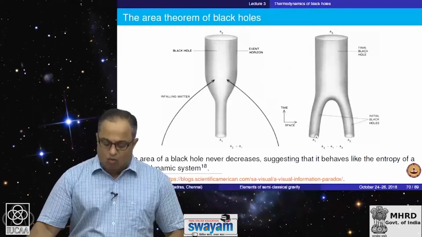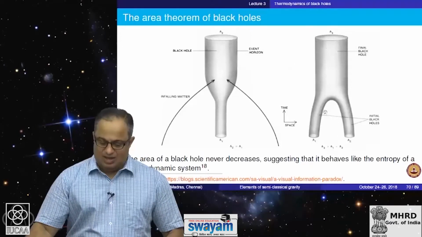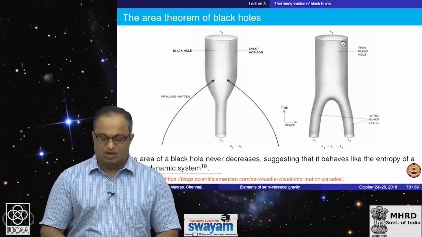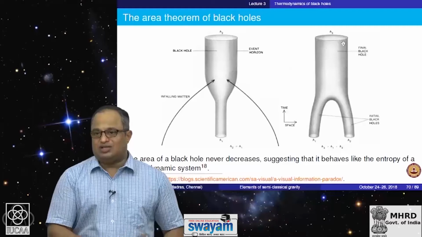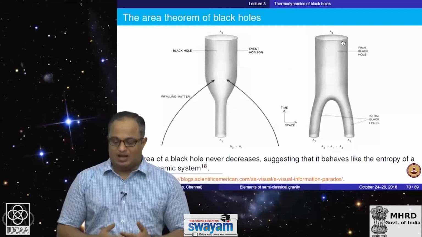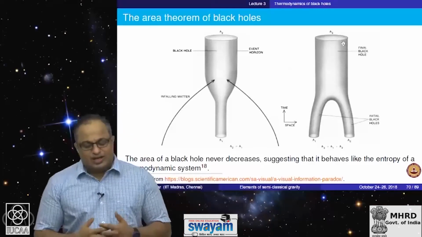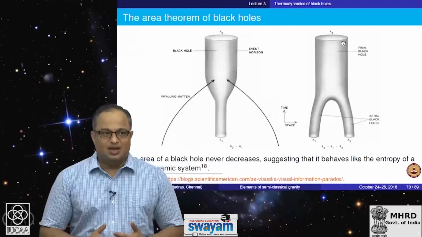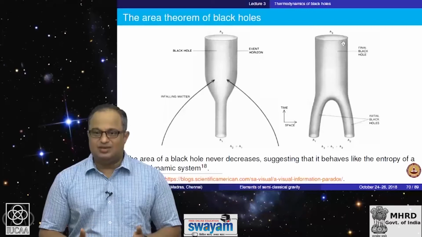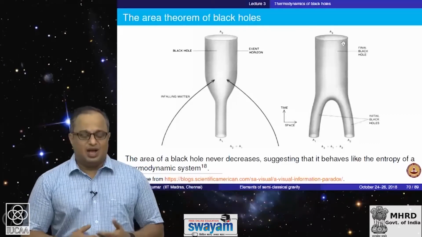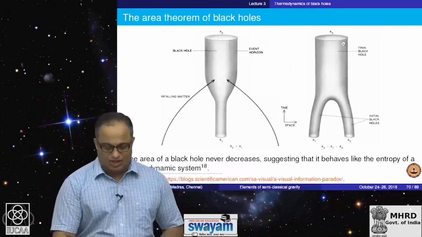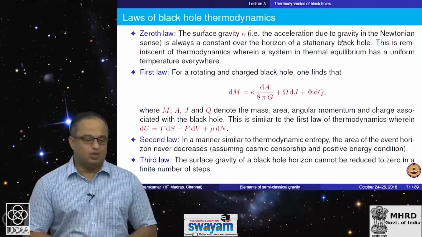If you have more than one black hole, and if they merge, the area of the eventual black hole has to be at least greater than or equal to the sum of the areas of the two original black holes. In some sense, it behaves like the entropy of a thermodynamic system. As you know, the second law of thermodynamics states that the change in the entropy, delta S, should be greater than or equal to 0. And many such properties of the black holes led to the formation of the so called laws of black hole thermodynamics.